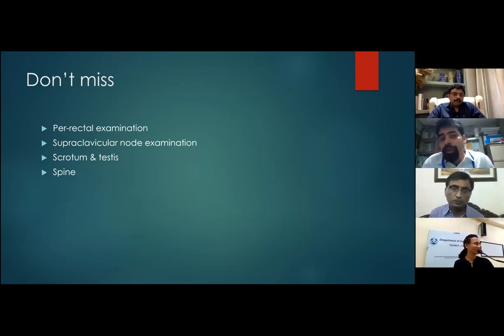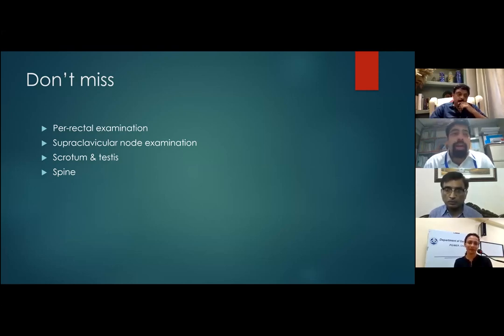Then supraclavicular node examination is equally important. As Professor Sinha pointed out, the scrotum and testes need to be looked into in detail to avoid missing a testicular tumor. And you always want to look at the spine because an iliopsoas abscess might be arising from a Pott's spine. So in an abdominal examination, you don't want to be missing these four things.